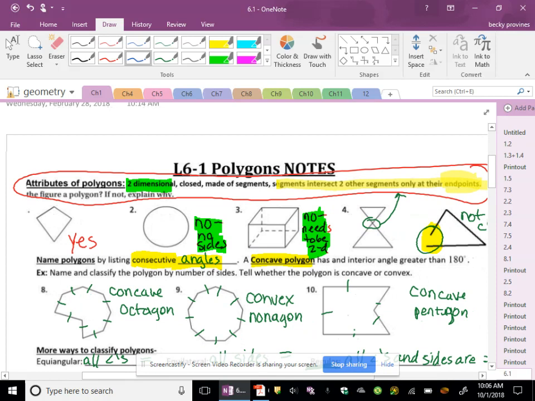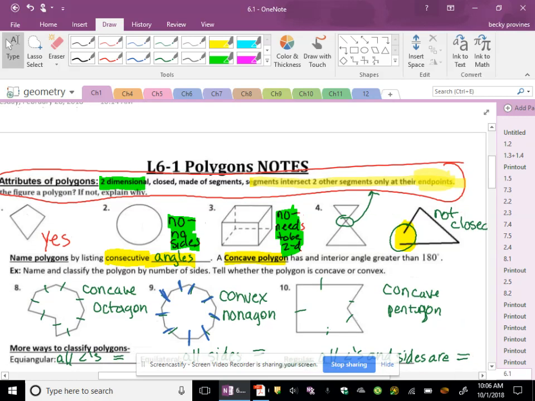Okay, so the next one, it is called convex, which means it doesn't cave in. Now this is a nonagon. How many sides does a nonagon have? Let's count. 1, 2, 3, 4, 5, 6, 7, 8, 9. Any 9-sided polygon is called a nonagon. Okay, next one, it does cave in here. So this is concave, and there's 1, 2, 3, 4, 5 sides, so it's a pentagon.